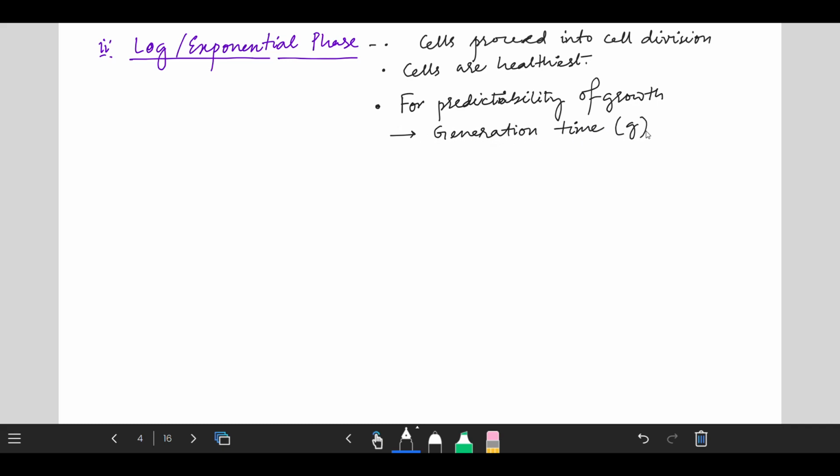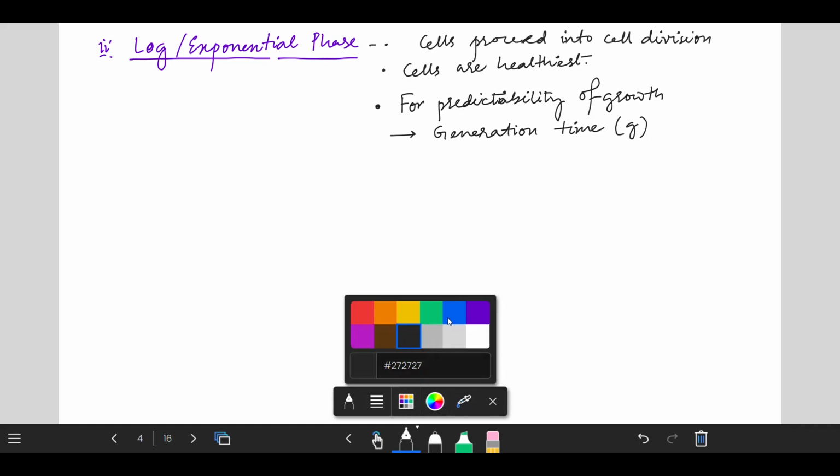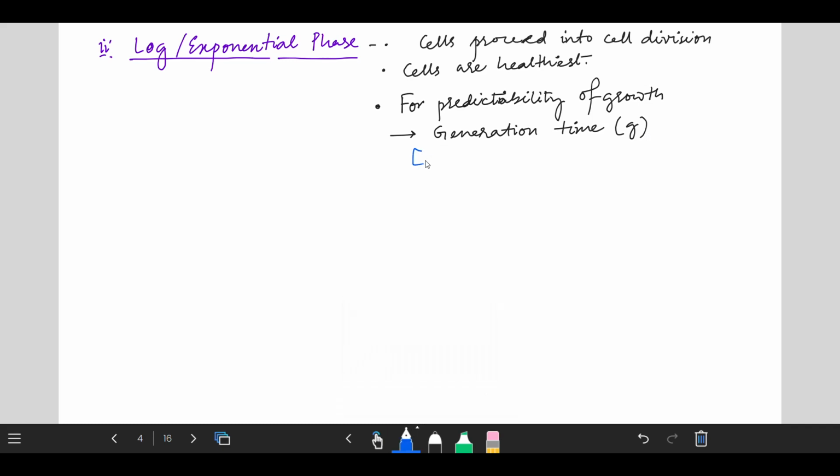That stands for G. Now, what is generation time? Generation time is actually the time it takes for a bacterial population to double in number. So generation time means the time it takes for the bacterial population to double in numbers.